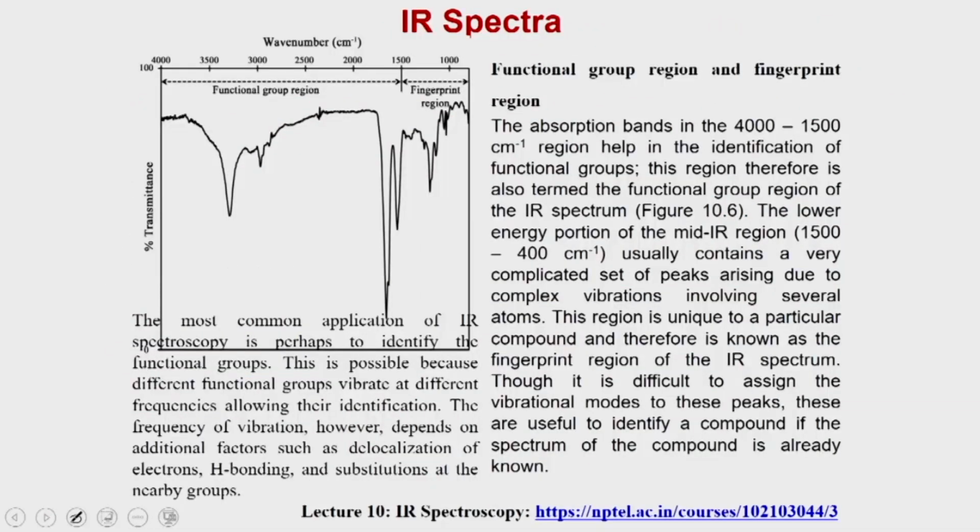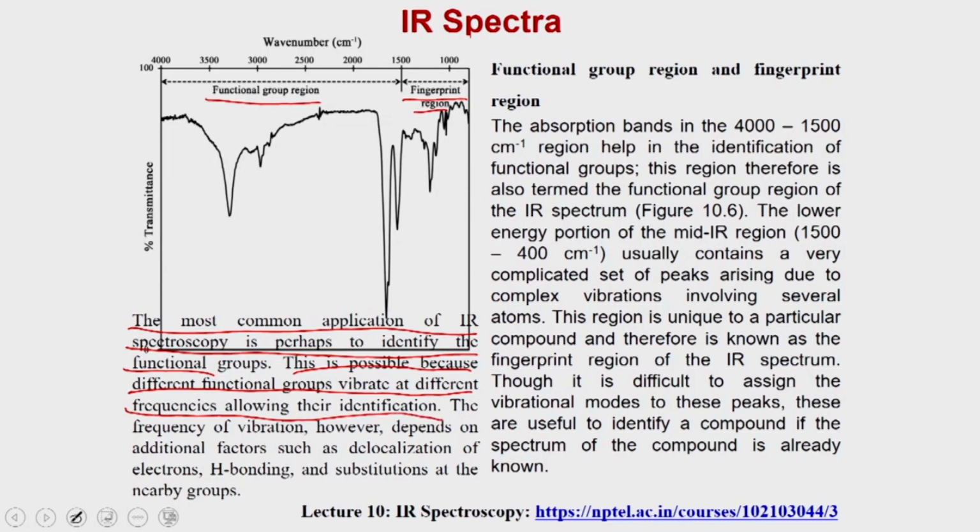So, this is a typical IR spectra where you have the functional group region and the fingerprint region. These are the two regions which are important for the identification of the molecule as well as for identification of the different functional groups present in the molecule. The most common application of IR spectroscopy is identifying the functional group. This is possible because different functional groups vibrate at different frequencies, allowing their identification.